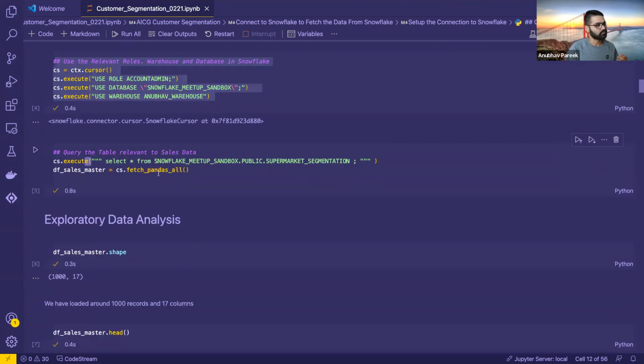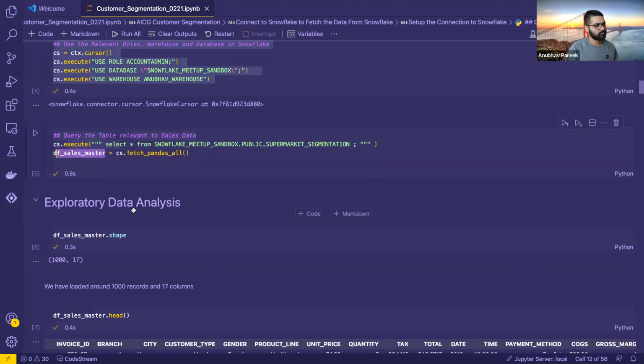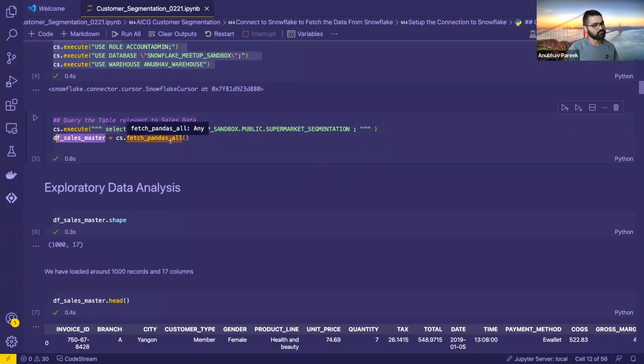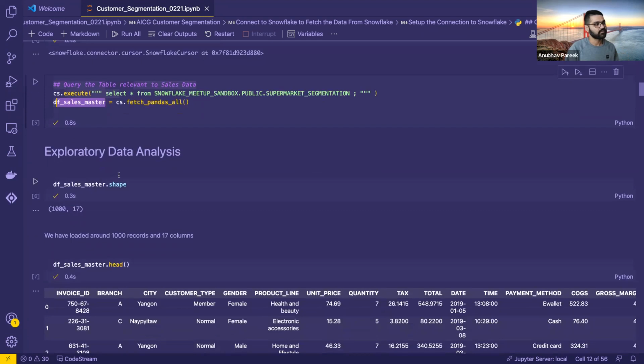And then you call fetch_pandas_all and fetch the output from this query as part of this data frame. For people new in the world of pandas, a data frame is like a table, and all the processing is done within data frames in pandas. So we execute fetch_pandas_all and get the data in something called the data frame sales_master. And then we go ahead and process the data, to see what the data looks like.